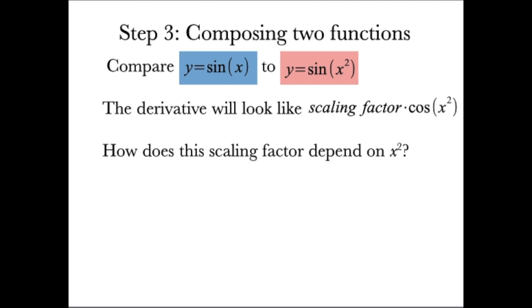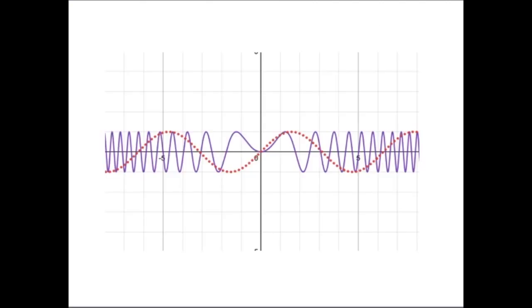And the question is going to be, how does the scaling factor depend on x squared? And it's not going to be as straightforward as the previous situation. To illustrate this, in purple I have the graph of y equals sine x squared, and the red dotted line is y equals sine x. And we can see that the scaling now depends on x. As x gets larger, the sine curve is getting more squashed in the x direction. So we need to find out how our scaling factor depends on x.